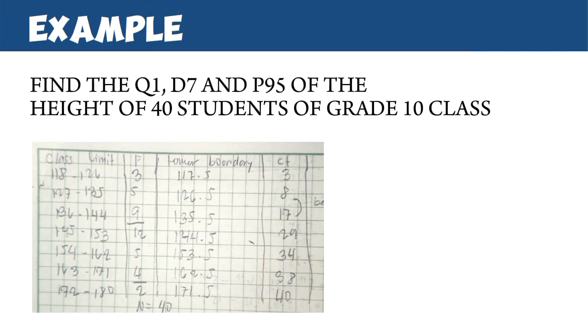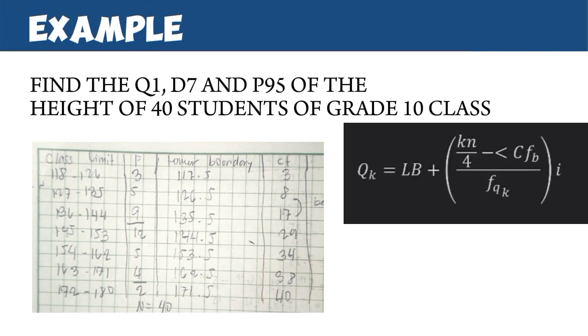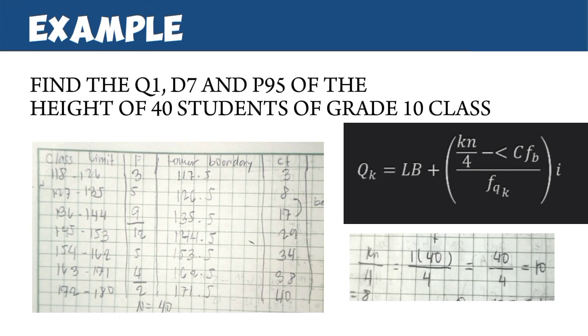Now we have found the lower boundary and cumulative frequency. Now we need to find the quartile 1. Here's the formula, but first we need to find the value of kn over 4. That is 1 times 40 over 4. 1 times 40 is equal to 40. 40 divided by 4 is equal to 10. So here we have the value of kn over 4.